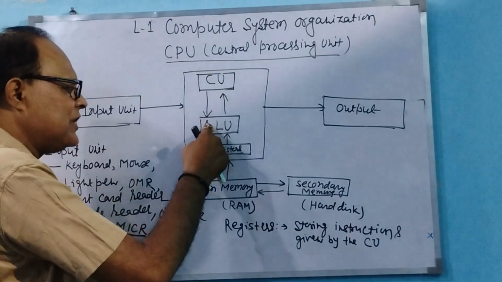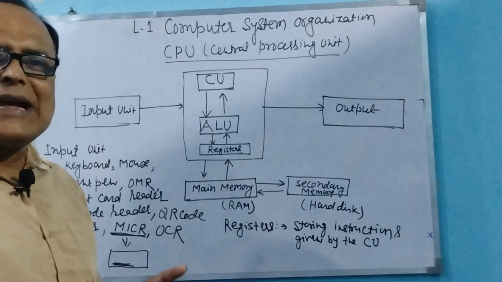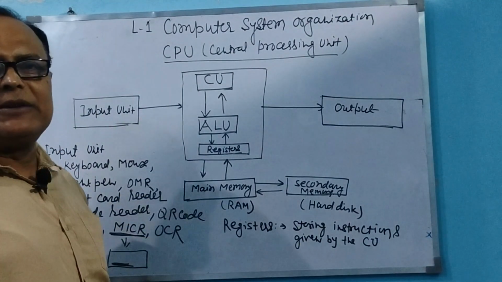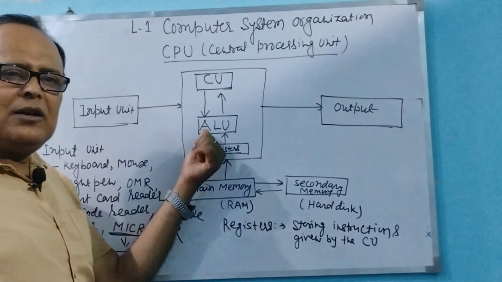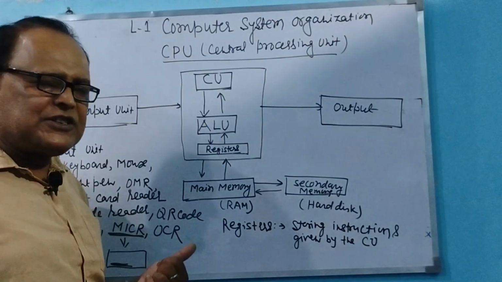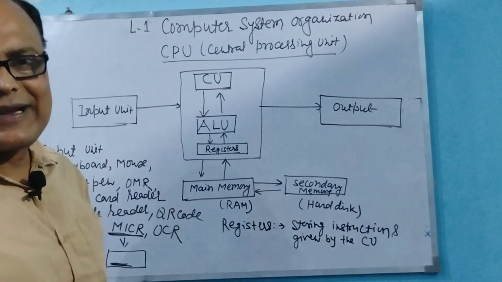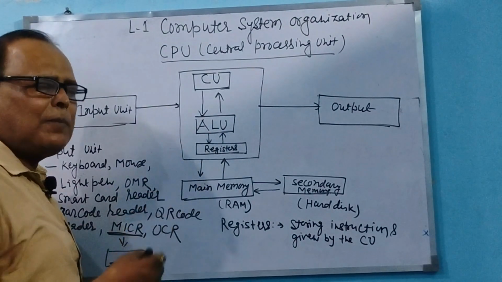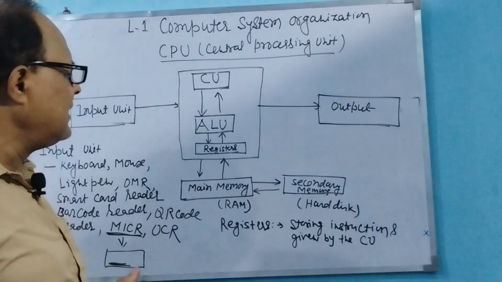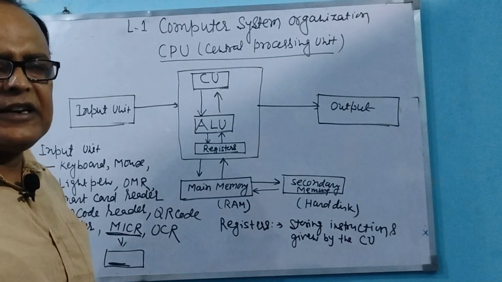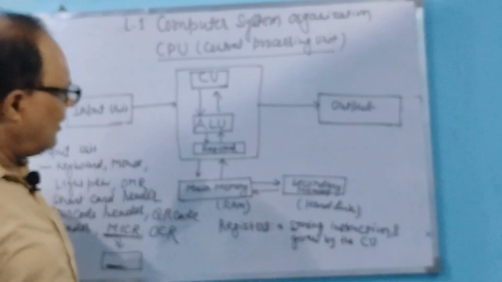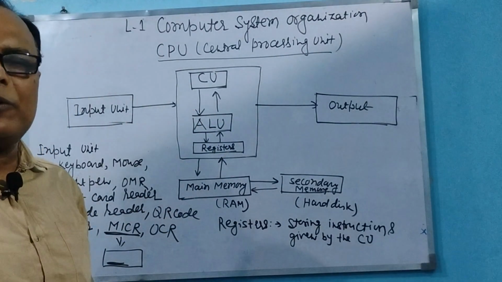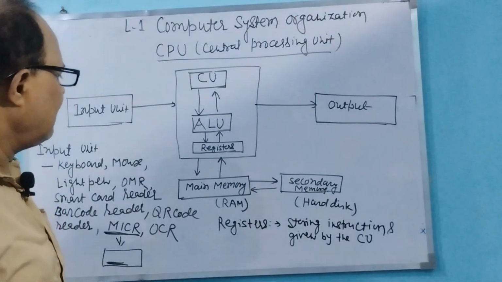I am going to explain what is ALU. ALU stands for arithmetic logic unit. Arithmetic logic unit means it performs all arithmetic calculations like addition, subtraction, multiplication and division. Logical operation means logically greater than, less than, greater than or equal to, less than or equal to, all these things are called logical operations. Logical operations always produce true or false.